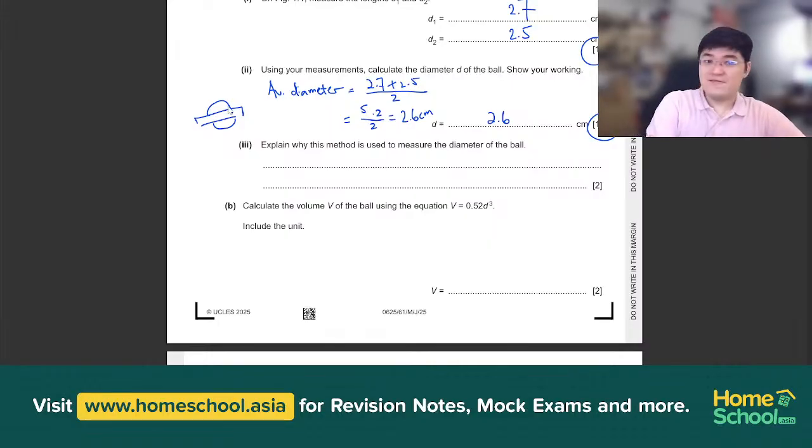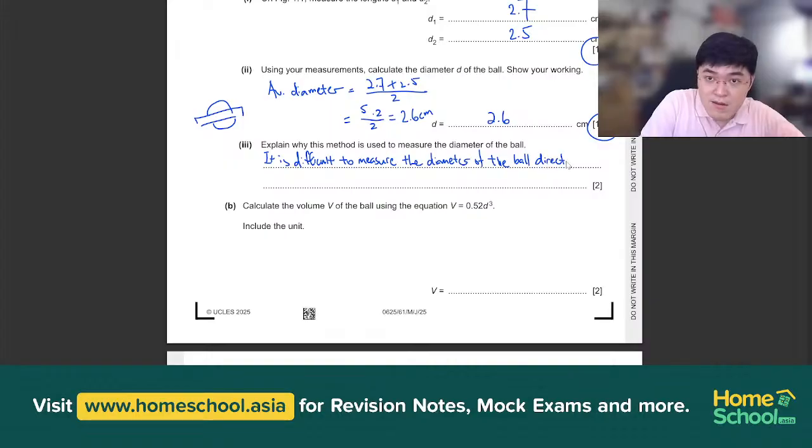So simply put, let's write it down. It is difficult to measure the diameter of the ball using a ruler directly, as doing so will give rise to parallax errors.